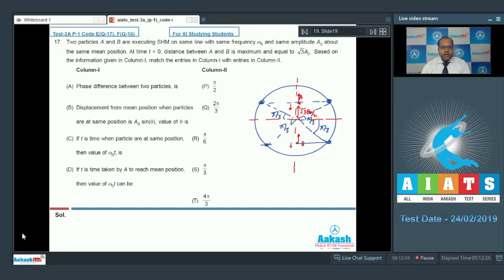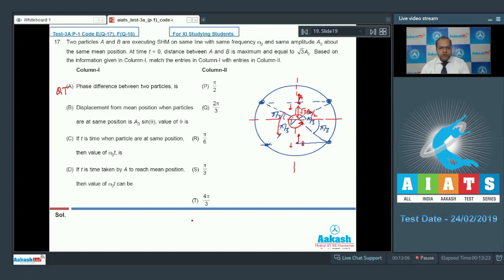Let's check the entries of column 1. In entry A, phase difference between two particles. So the phase difference between these two particles when they are moving in this direction is this much, and this is equal to 2 pi by 3. So the correct matching is Q. And when they are moving in this direction, then the phase difference between them can be found out, and this is equal to 2 times 120 degree, and this phase difference can be written as 300 minus 60, so that is 240 degree. So this can be written as 4 times pi by 3. So the correct matching will be Q and T.